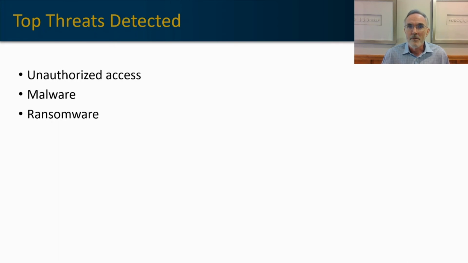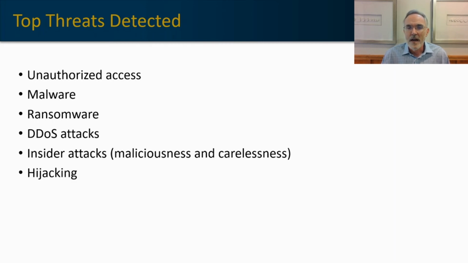When a ransomware organization is launching their attack, they're going to copy all of these files and encrypt them as they're copying them. It takes up a lot more storage space when that happens, something that the SIEM can identify and create an early warning for you. DDoS attacks, insider attacks, and hijacking are other typical threats that a SIEM can identify for your organization.